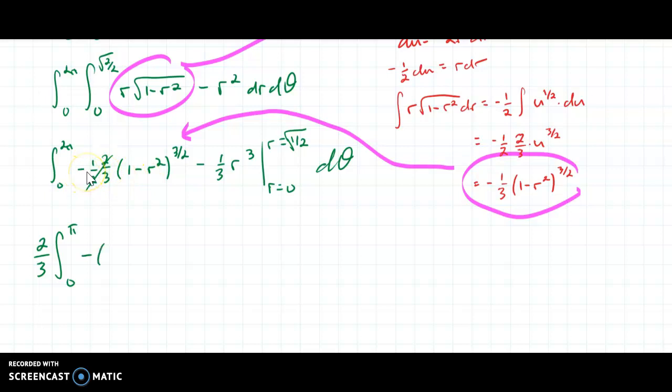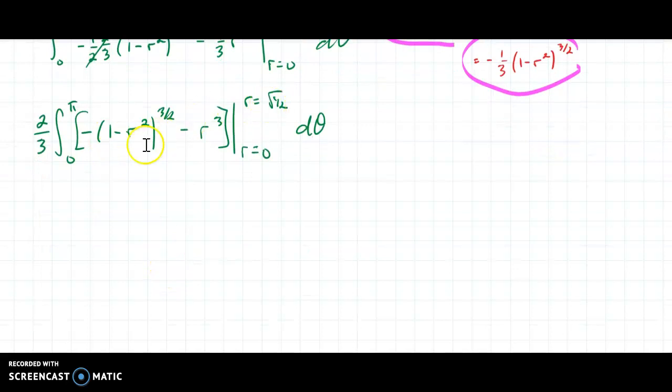And then I've got minus (1 minus r squared) to the 3/2 minus r cubed evaluated, that's all of this, maybe I'll bracket this, from r equals 0 to r equals root 1/2 with a d theta on the outside. So from there, I need to evaluate it for these two spots. So this is 2/3 integral 0 to pi of. All right, so I'm doing this entire thing.